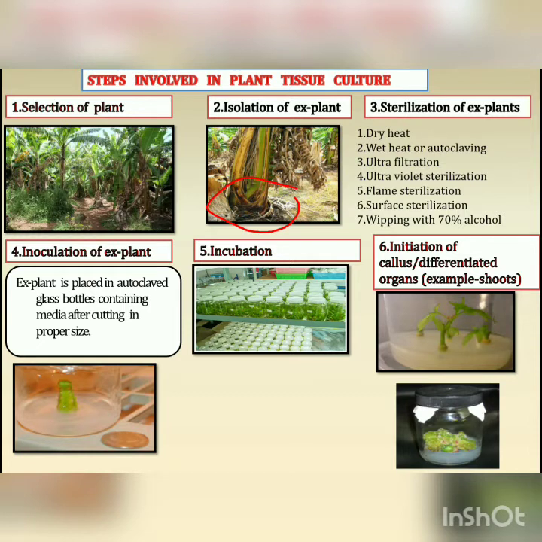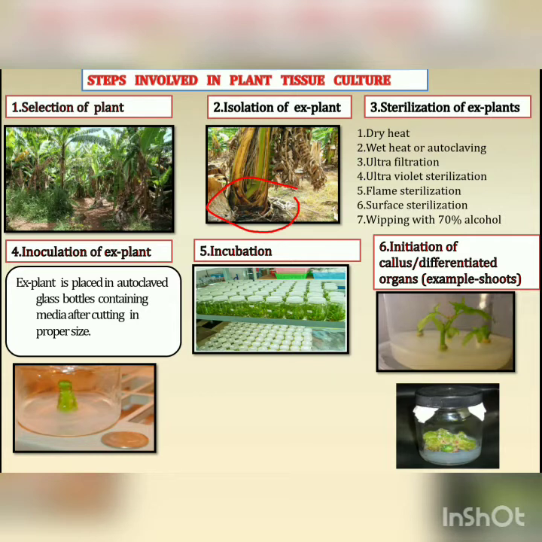In this, the explant is placed in autoclaved glass bottles. The glass bottle which we have seen, we cannot use directly; we have to first autoclave it. After its autoclaving, we can inoculate that explant in the bottle which contains media.